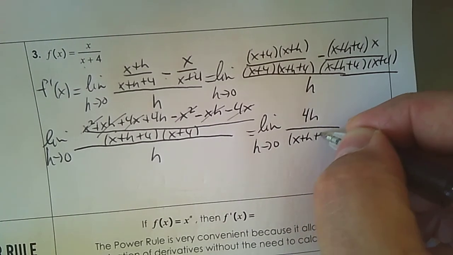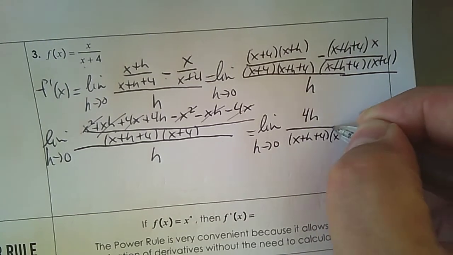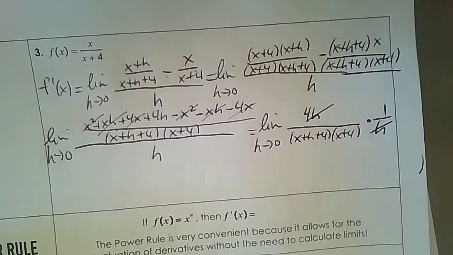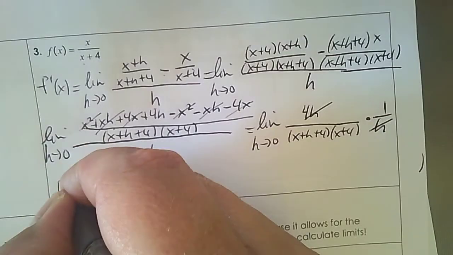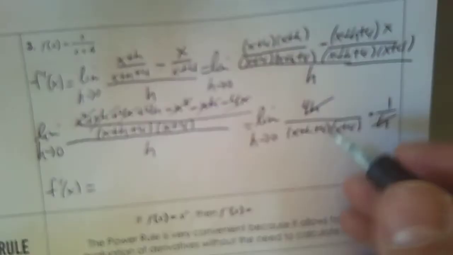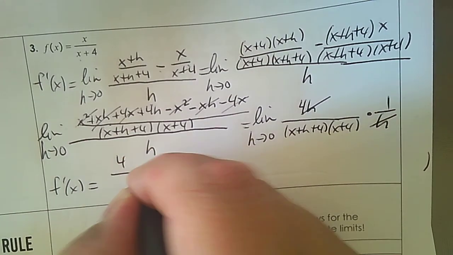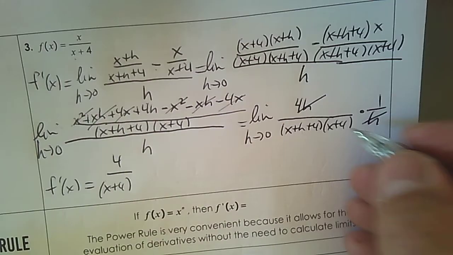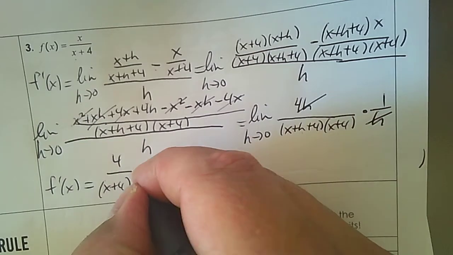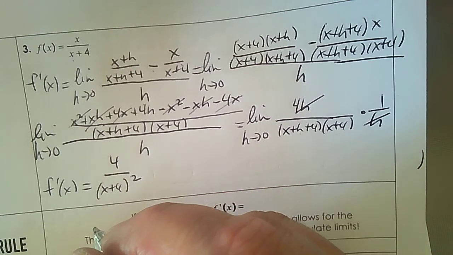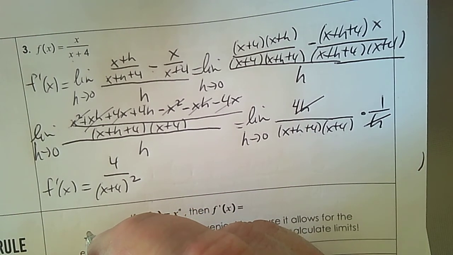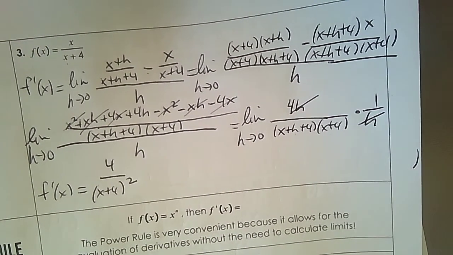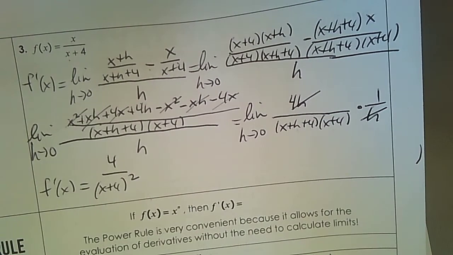Then you're going to plug in 0 for h. So wherever there's an h, plug in 0. So I have 4 on top. If I plug in 0 for h, I get x plus 4 and x plus 4. So that's x plus 4 squared. So there is my derivative. Then if I plug in 2, you get 4 over 2 plus 4 squared, so that's 4 divided by 36, or 1/9.